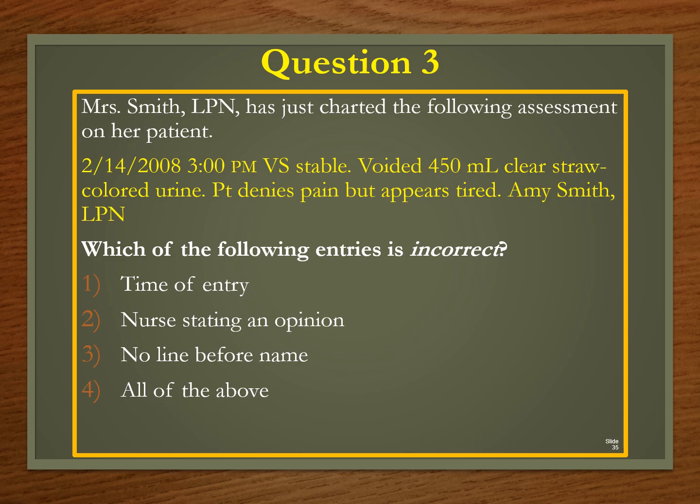And the answer is all of the above. So time of entry, it needs to be military time. Medical facilities use military time. So 3 o'clock p.m. would actually be 1500, right? If you don't know how to do military time, it just starts with 1 o'clock in the morning is 0100, and you just count all the way up. 0900 is 9 o'clock in the morning. You get to noon, that's 1200. But then you just keep going. So then 1 o'clock in the afternoon is 1300, 2 o'clock is 1400, 3 o'clock is 1500, all the way up till you get up to 2400, which would be midnight.